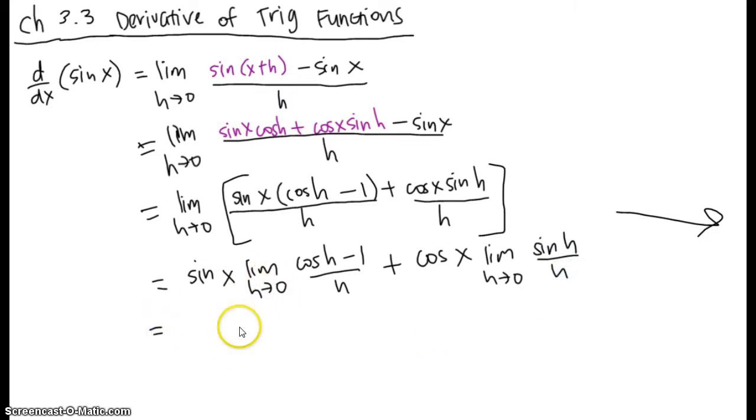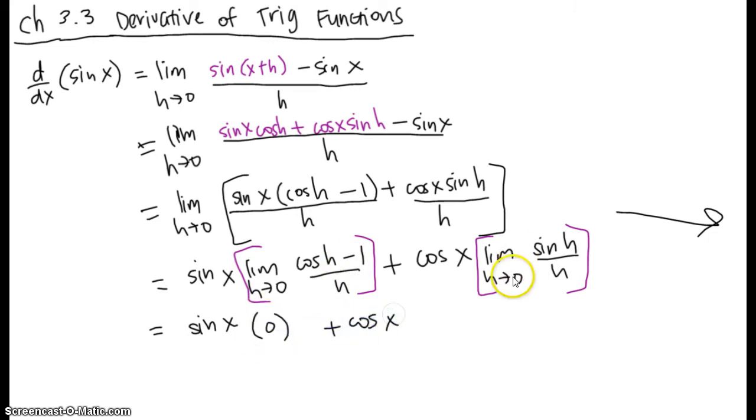Now, once again, if you take a look to the right, this term and this term are a couple of famous limits, where the limit as h approaches 0 of cosine h minus 1 over h is going to be 0, and the limit as h approaches 0 of sine h over h is going to be 1. So the derivative of sine x happens to be cosine x.